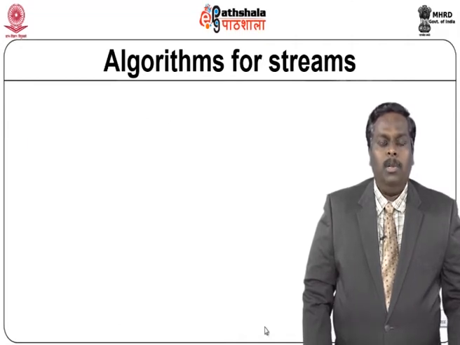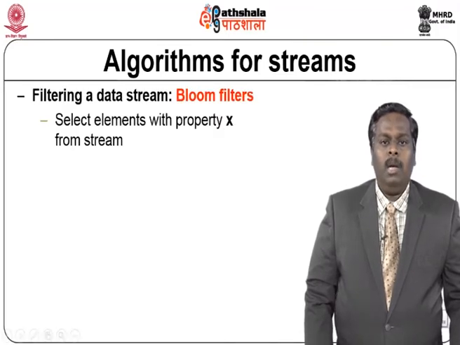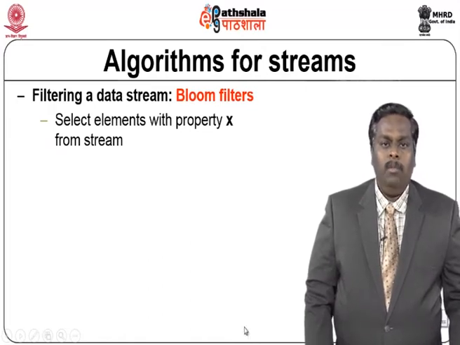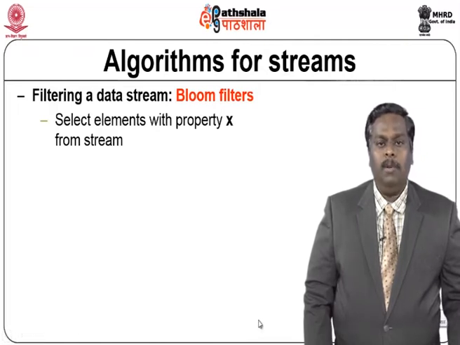First, let us discuss the various algorithms for data streams. To start with, the first kind of algorithm that may be applied on a data stream is filtering. Now, what exactly do we mean by filtering? Filtering is fixing a property and then selecting elements that satisfy this property from the given data stream. So, it is like selecting elements with property X from a given data stream. One important algorithm related to filtering a data stream is Bloom filter. Filtering data streams finds wide application.